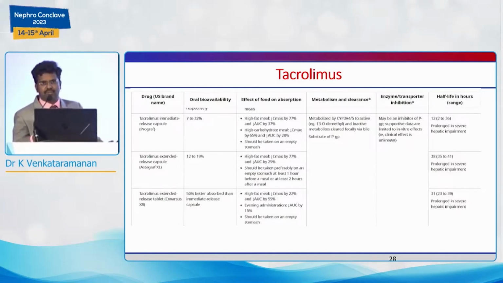For immediate release, normally we use BD dose. If it is extended release, we advise OD dose. The advantage of extended release is good bioavailability, and the concentration in the area under curve is very good for extended release. The CNIs are metabolized by cytochrome P450. It is also a substrate of P-glycoprotein. So you should be careful, especially when the patient has liver cell failure, because most of the drugs are metabolized by P450, which is in the liver.